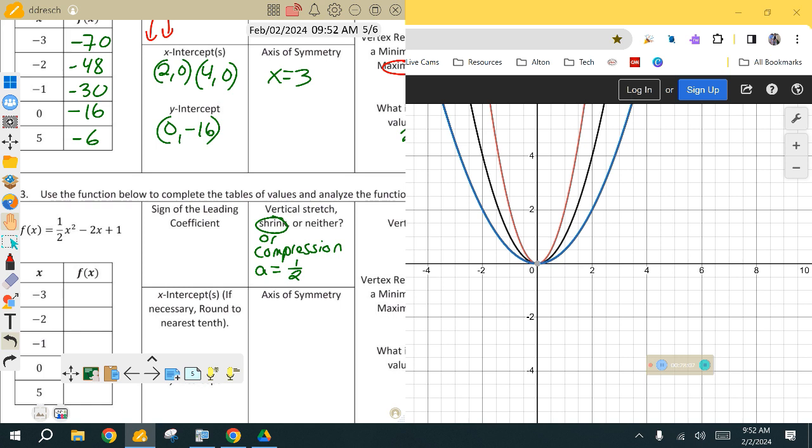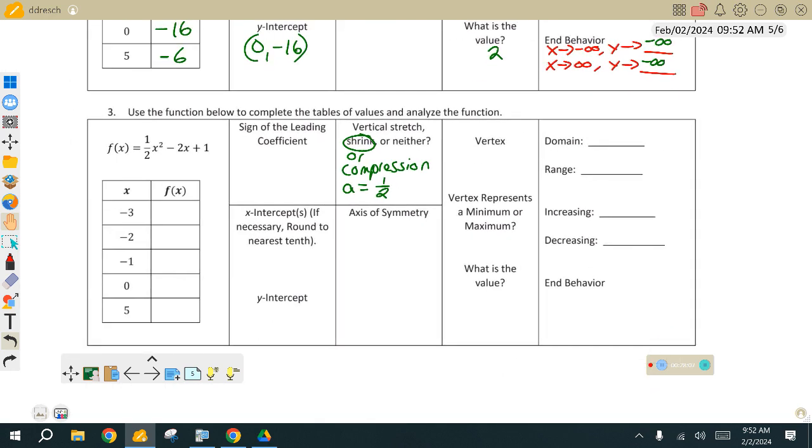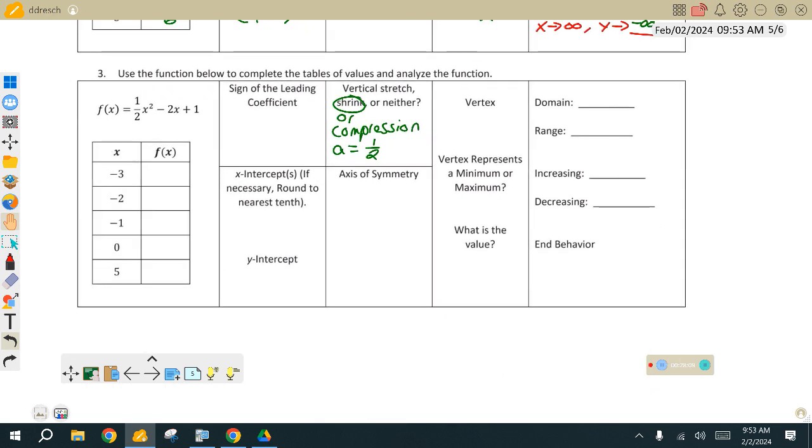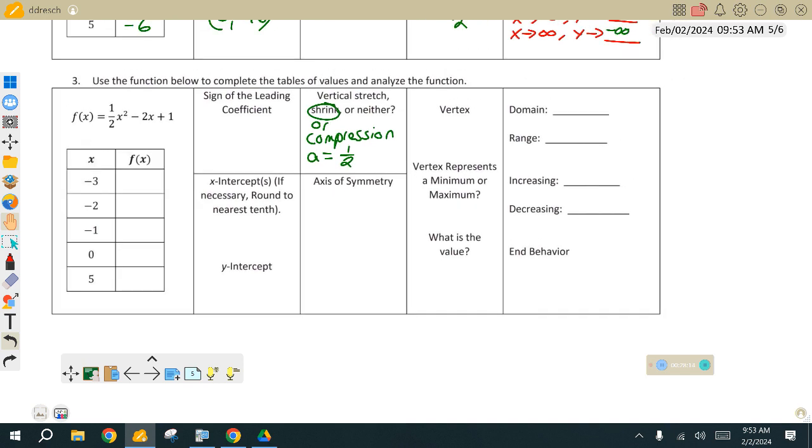Okay. So with that, we finish it off here. Let's finish this off by running this last one. 1/2 x squared minus 2x plus 1. What do we have? We got a positive. It's going to open up. What else do we got? It's going to be a min. And we got the end behavior. What's the end behavior going to do? Go to positive infinity or negative infinity? It's going to go to positive infinity.